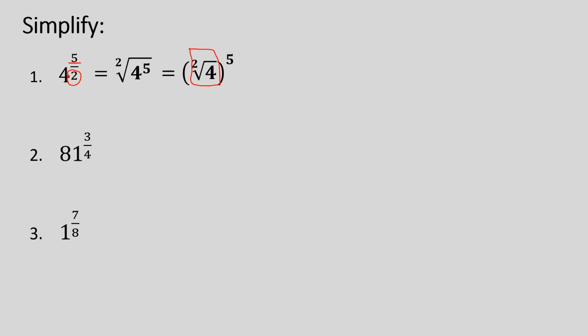Now we want to be strategic about this and choose the one that's easier for us to do. I don't know what 4 to the 5th power is. I do know what the square root of 4 is. Square root of 4 is 2. So this becomes 2 to the 5th power, and this is easy enough to figure out because it's just 2 times 2 times 2 times 2 times 2. 32.